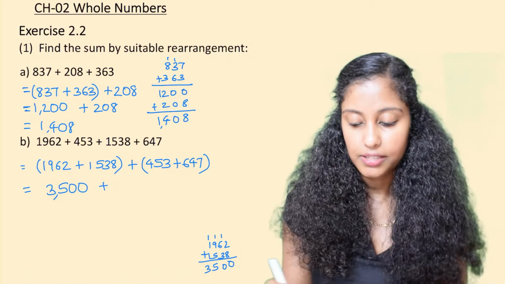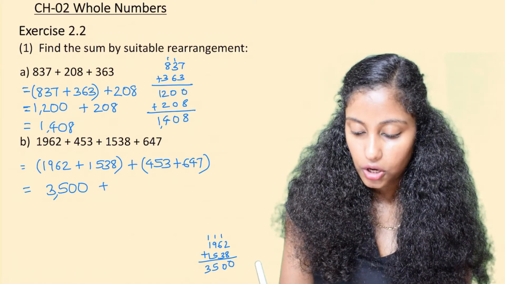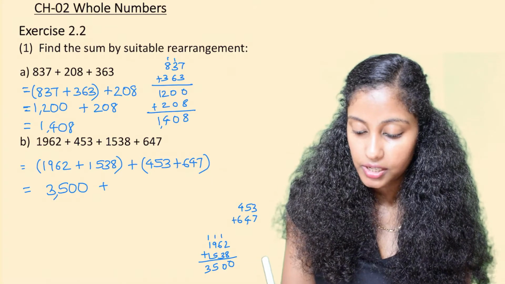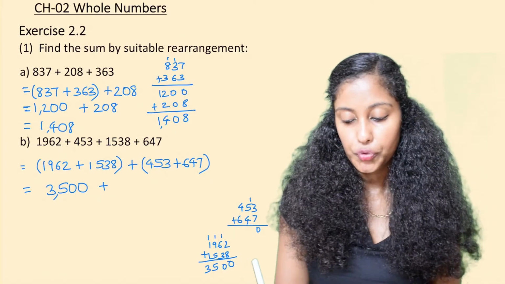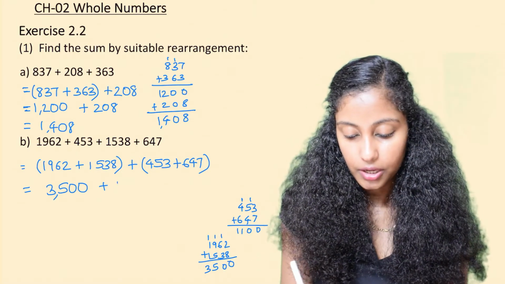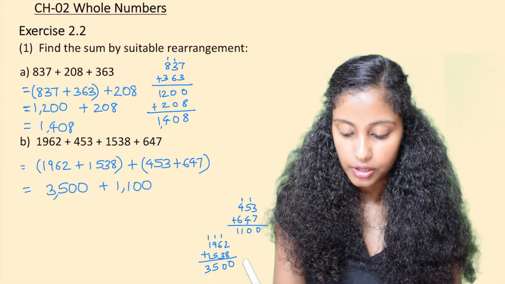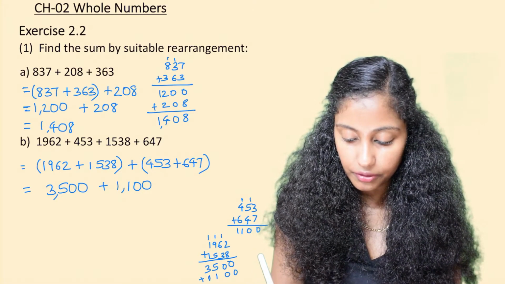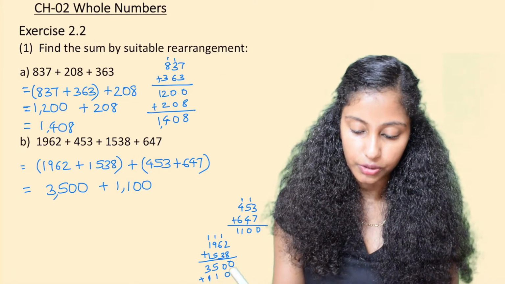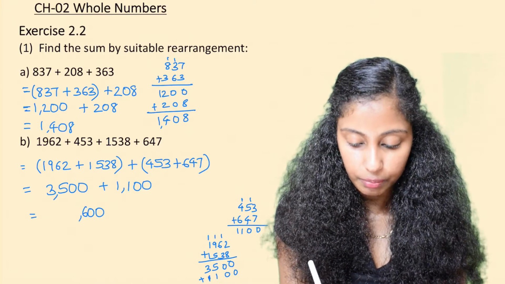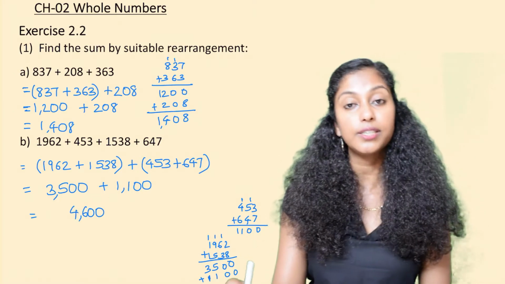So we get 3500 plus, here we have 453 plus 647. 3 plus 7 is 10, 5 plus 4 plus 1 is 10, 4 plus 6 plus 1 is 11, so 1100. When we add 3500 with 1100, we get 0, 0, 5 plus 1 is 6, 3 plus 1 is 4, so 4600.